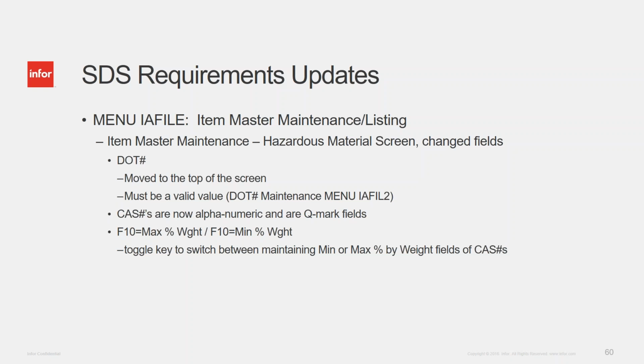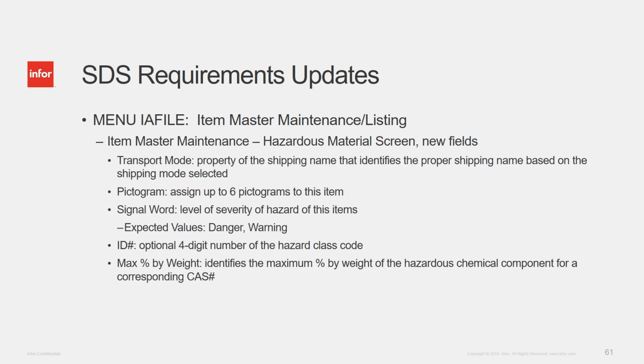The F10 max weight and F10 min weight toggle key switches between maintaining min or max weight fields of case numbers. Access to this screen is based on the new application action authority to maintain transport hazmat fields. And then we added some new fields.